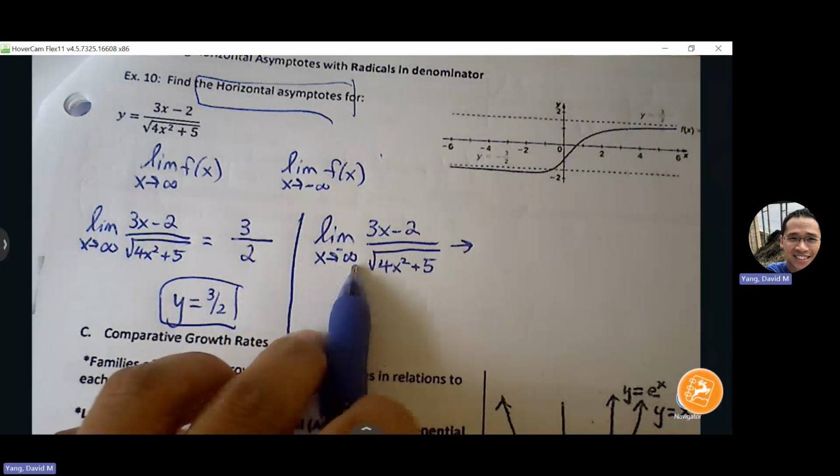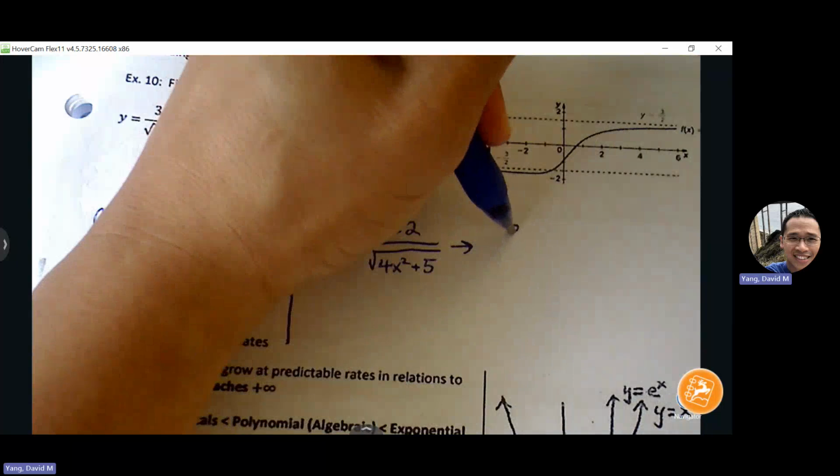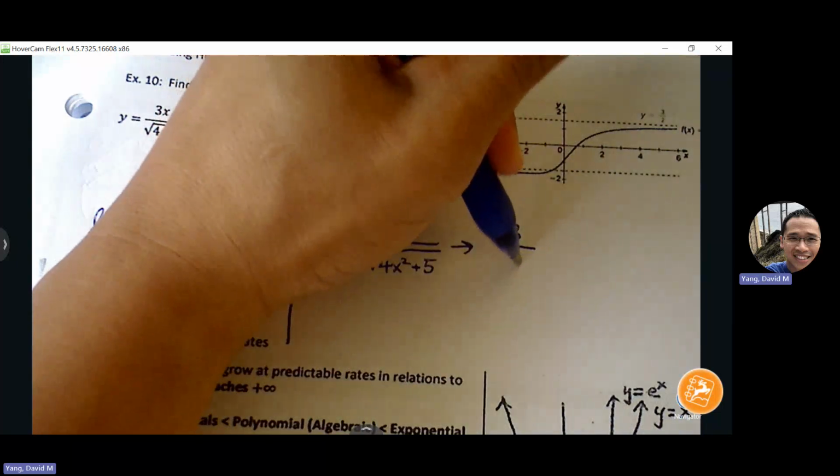Again, it's headed towards infinity or negative infinity. In this case, negative infinity. We are still going to take the ratio of the coefficients. So it's still going to be 3 over square root of 4, 3 over 2.